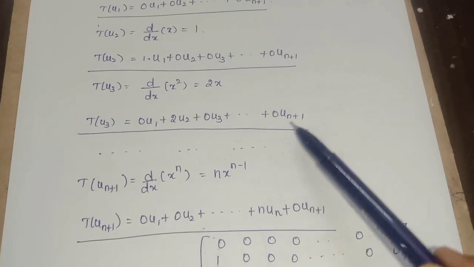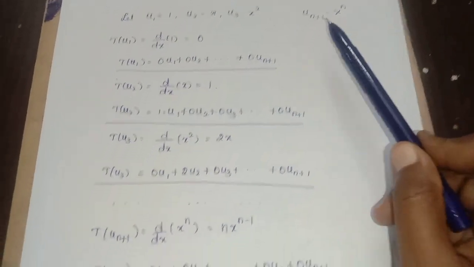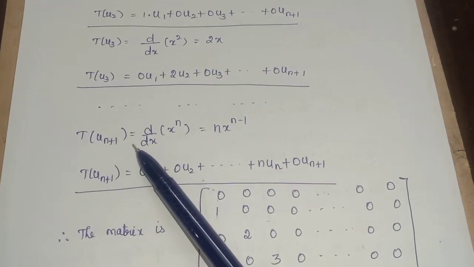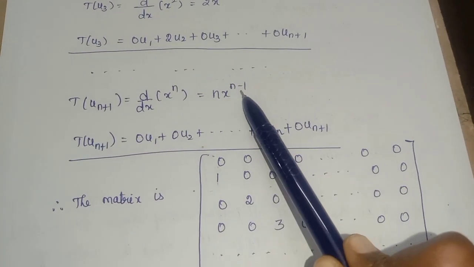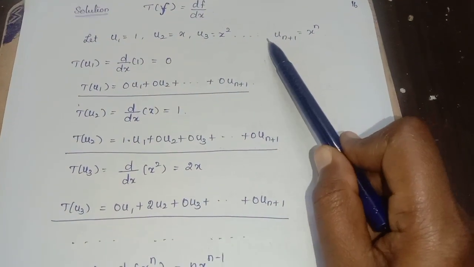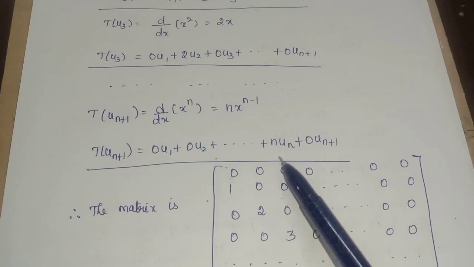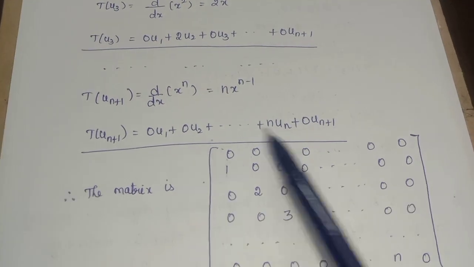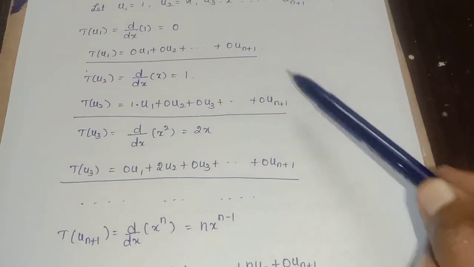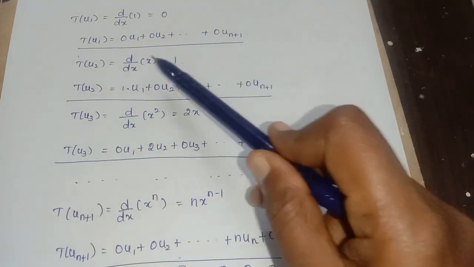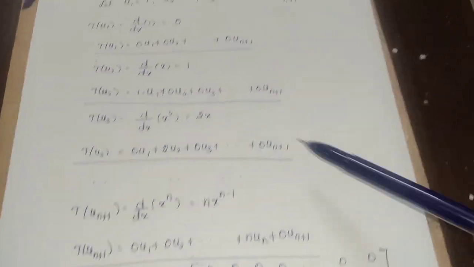So if you proceed like this, for the last vector x power n, what do you have? T of un plus 1 equal to d by dx of x power n. It is n x power n minus 1. X power n minus 1 means what? It will be un, right? So for un the coefficient is n, for others the coefficients are 0. So what will be the matrix? I have underlined, no? Each and every line I have underlined. So all those coefficients you write in the form of a matrix.